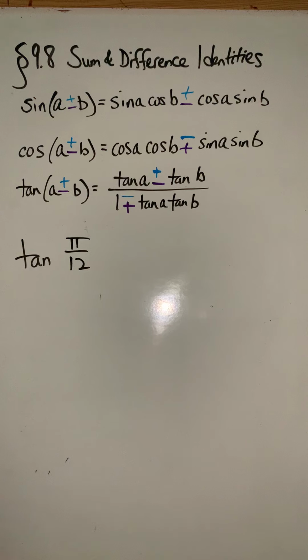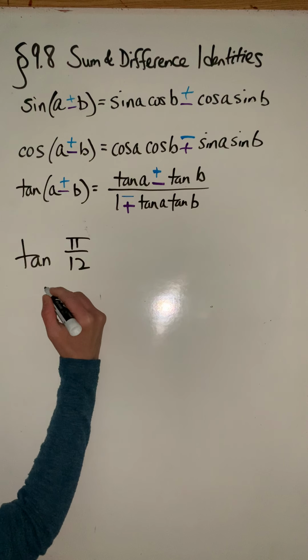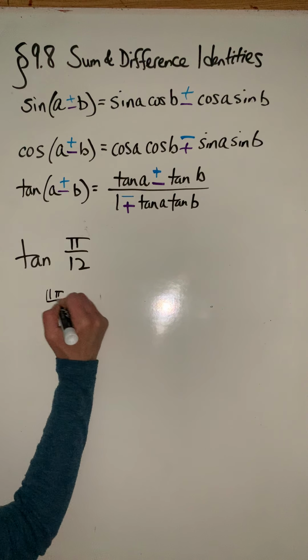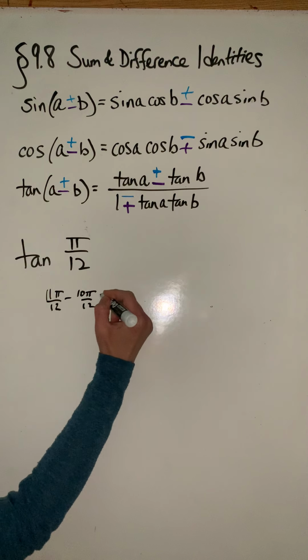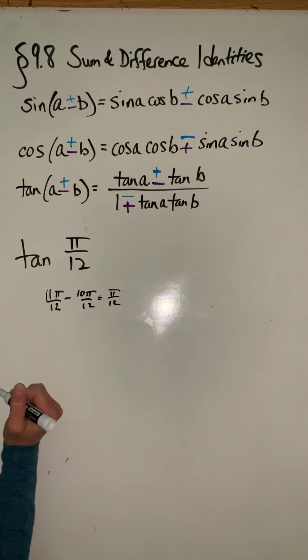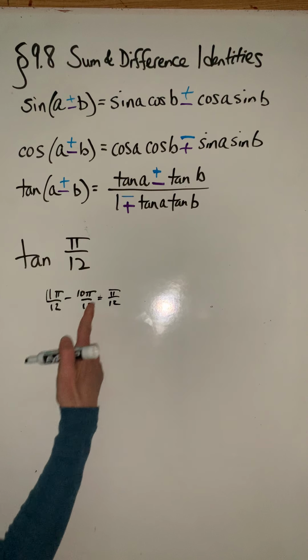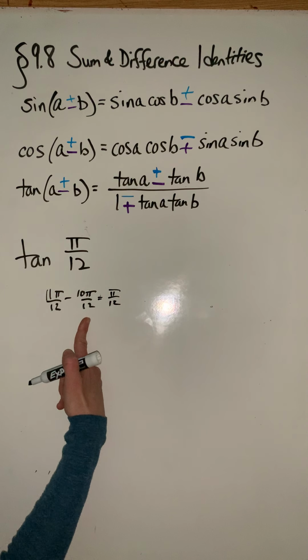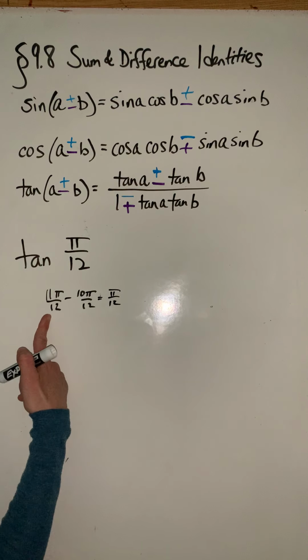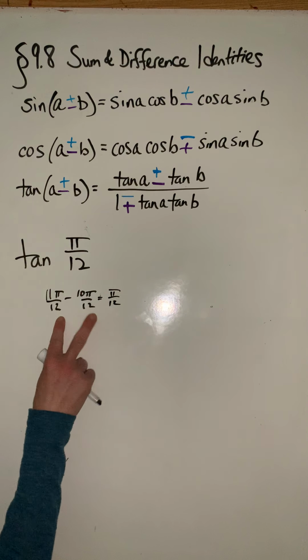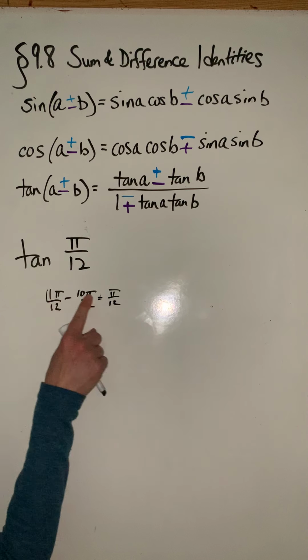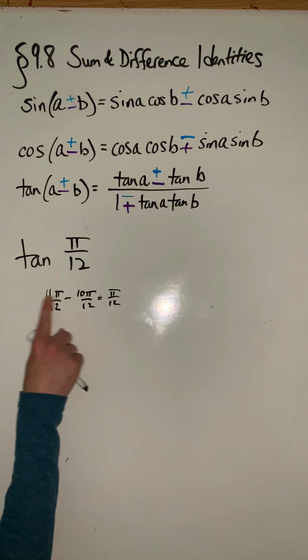Okay, so hopefully you figured something out, but let's just think about it like this. We could do 11 pi over 12 and 10 pi over 12, right? If we subtract those, we're going to get pi over 12. Well, does this combination work? 10 pi over 12 is really 5 pi over 6, and we could evaluate that, but we don't know this one, right?